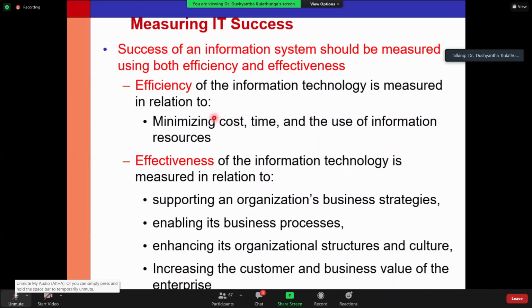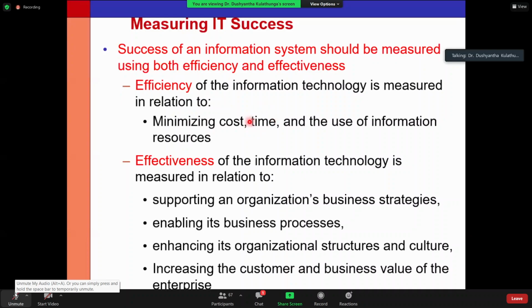Okay, yeah, so that is how we measure the efficiency, whether the systems or technology helped us to gain some specific benefits in relation to cost, the time, and the use of different information resources that we utilized earlier. So if we could reduce the cost incurred compared to the past with the implementation of these IoT-based systems, then we have increased our efficiency. That means we are processing the same thing at a reduced cost.